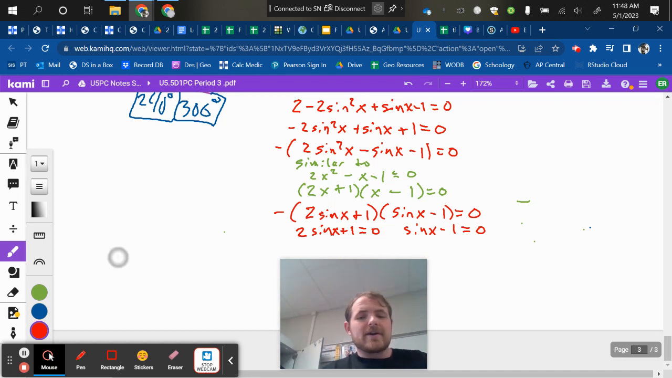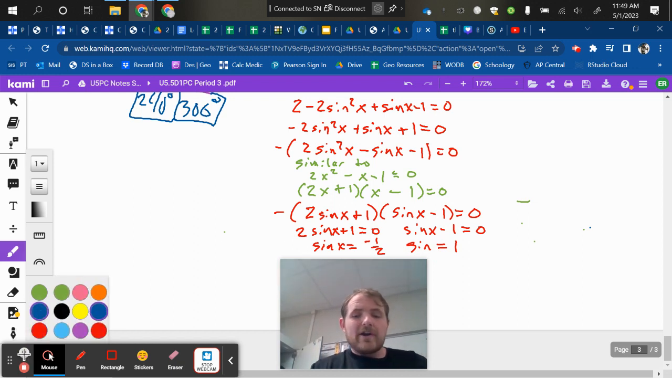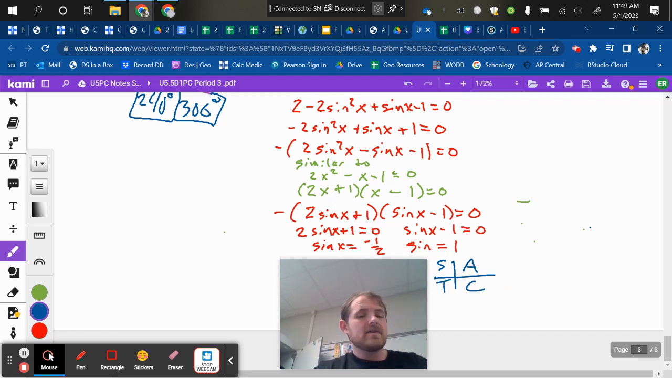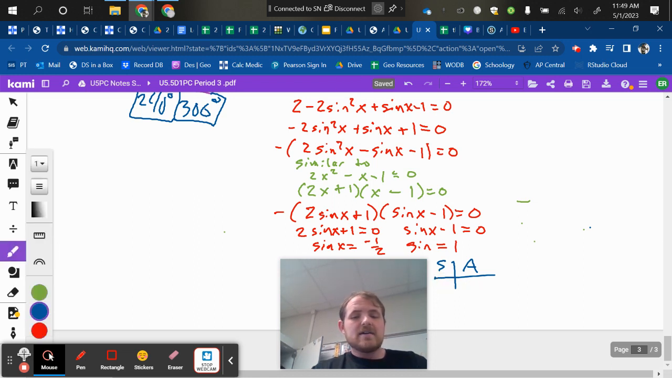And so now from here, we are just going to figure out where does sine of x equal negative a half and where does sine of x equal 1. And those should be multiple places on the unit circle. So to actually figure this out, we need to figure out where is sine negative. If we're doing the negative 1/2, out of all students take calculus, where is sine going to be negative? At the T and the C, because sine is positive at A and S.